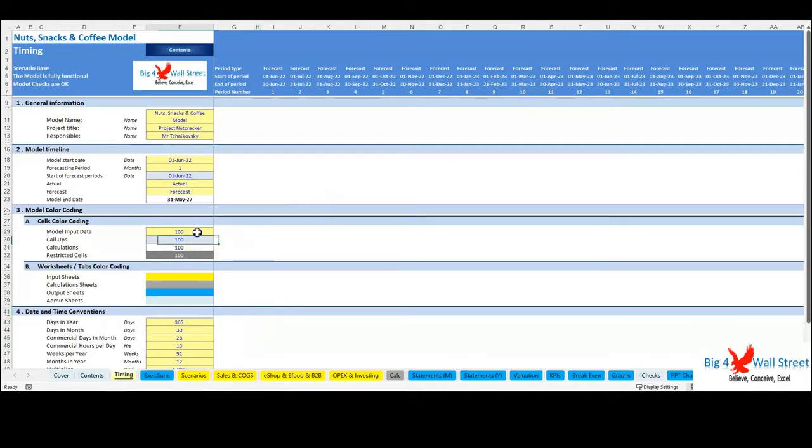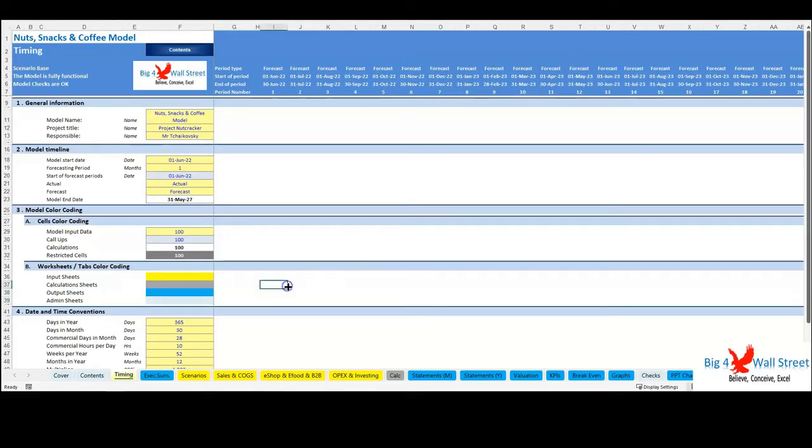Inputs are always depicted with a yellow fill and blue letters, call-ups, that is direct links from other cells, are filled in light blue with blue letters, while calculations are depicted with white fill and black characters. There is also a color coding for the various tabs of the model. Yellow tabs are mostly assumptions tabs, gray tabs are calculations tabs, blue tabs are outputs tabs, that is effectively results or graphs, and finally light blue tabs are admin tabs, for example, the cover page, contents and checks.